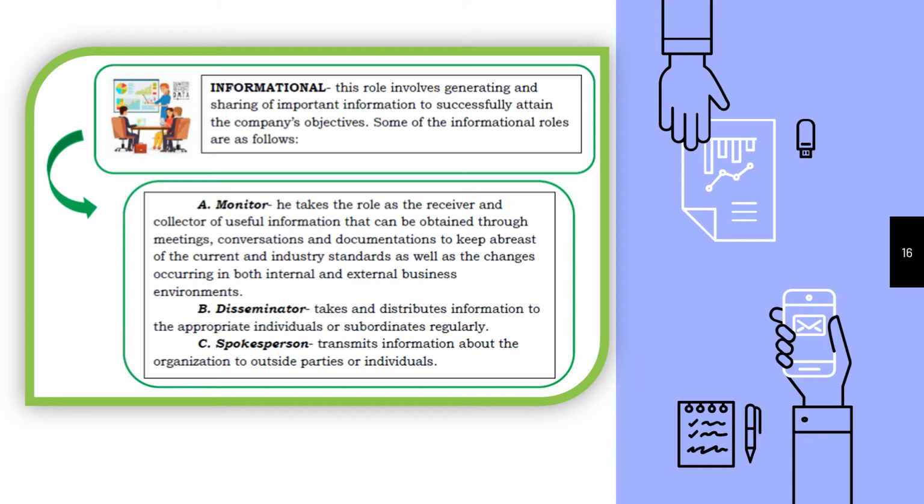Next is disseminator. It takes and distributes information to the appropriate individuals or subordinates regularly. And next is spokesperson. It transmits information about the organization to outside parties or individuals.